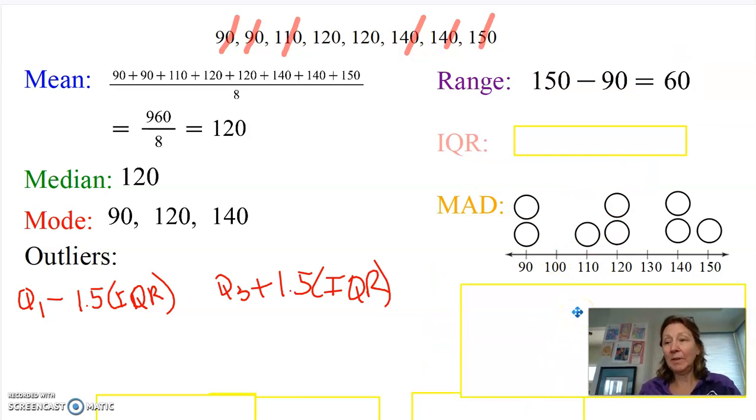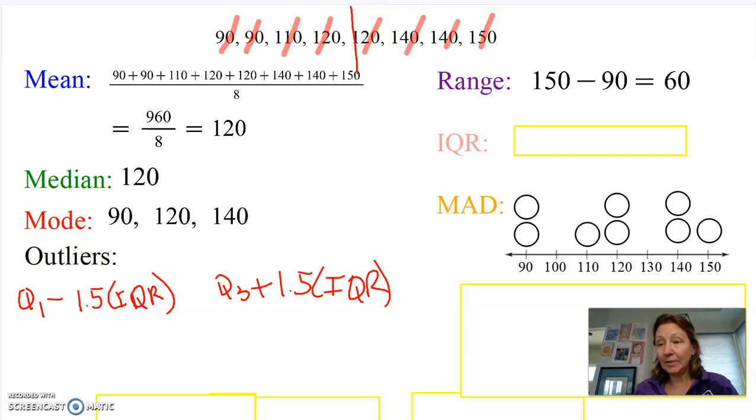Okay, so now here's where I'm going to go back to the numbers that I have in order, and I'm going to go ahead and cross off the 120 and the 120. And I'm going to draw a line down the middle because I have to use the 120s, even though they were the 2 middle numbers. One of them belongs in the lower half and the other one belongs in the upper half of the data.